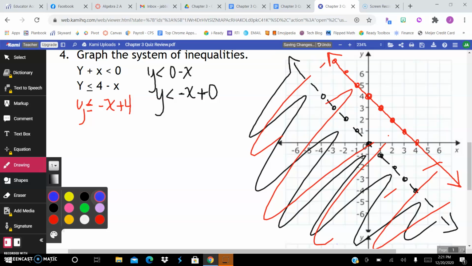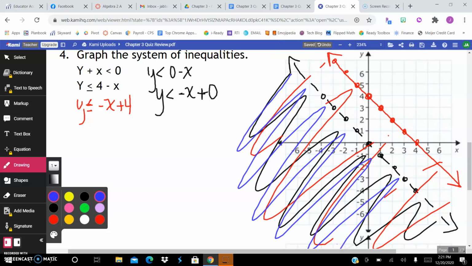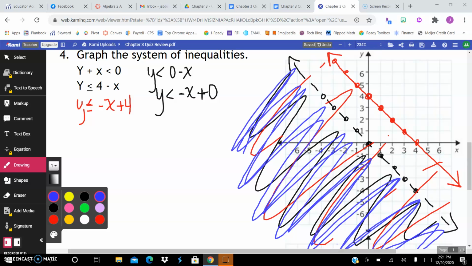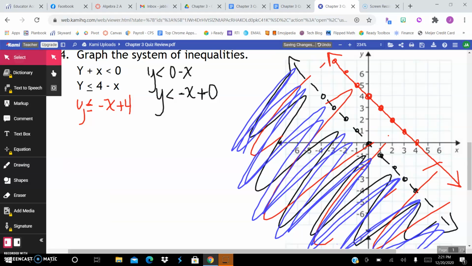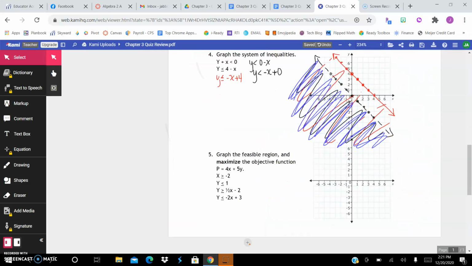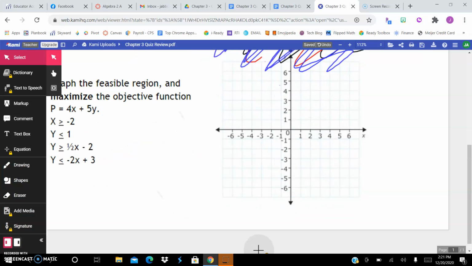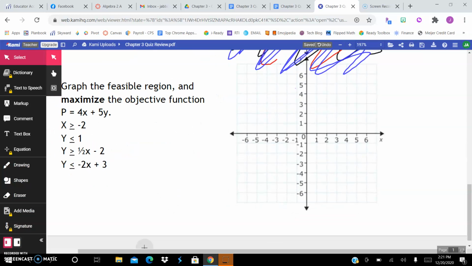And then our answer is where do they overlap? So in a different color, I'm going to make it darker. They overlap underneath of that dotted line. So any solution there, any ordered pair that's in that blue, black, and red area would be a solution to this inequality. All right, and then for the last one, we have to graph.